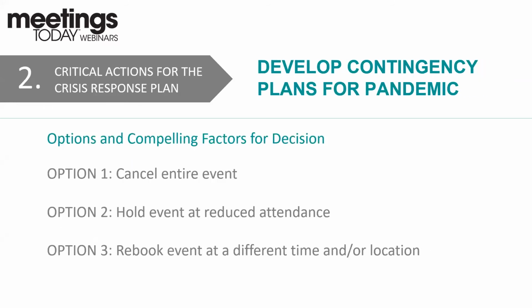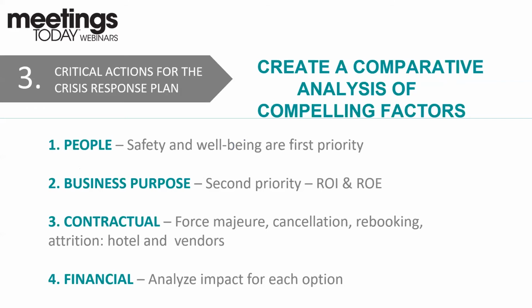The second critical action in developing the crisis response plan is really the heart of the matter. You need to develop contingency plans for the pandemic. And in order to do that, you should create a comparative analysis. Again, what are our options in dealing with this event, the outcome of this event, and what are our compelling factors to make that decision? Option 1, and you all may have different options, but the most typical and reasonable options are cancel the entire event, hold it at a reduced attendance, rebook at a different time or location.